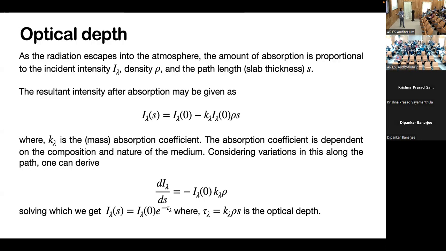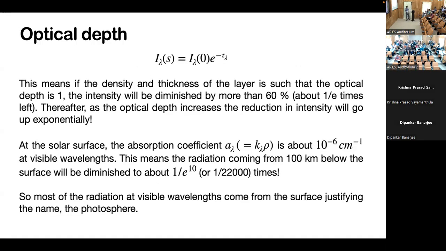One of them is the absorption coefficient, another is the density, and also the path length, right? So it depends on different factors. Theoretically speaking, we know how this intensity should vary. This tau lambda is, by the way, optical depth or opacity of that particular layer at that particular height. The subscript lambda means it also depends on the wavelength, right?